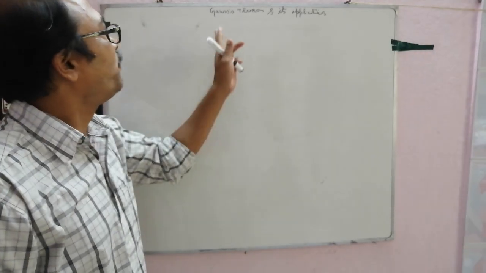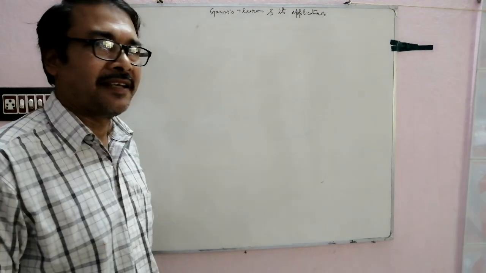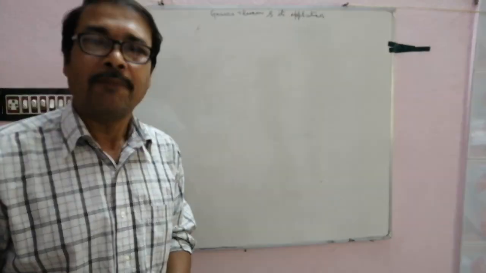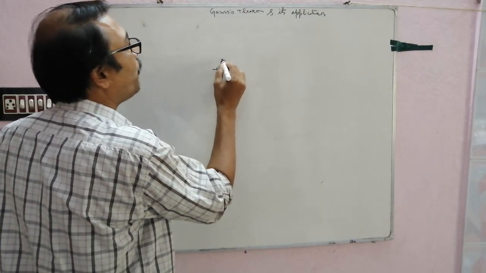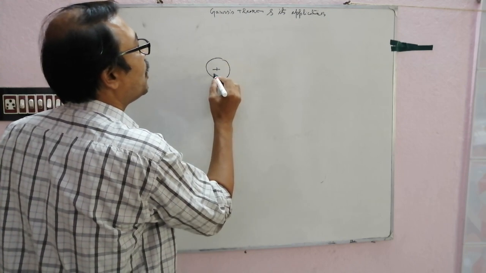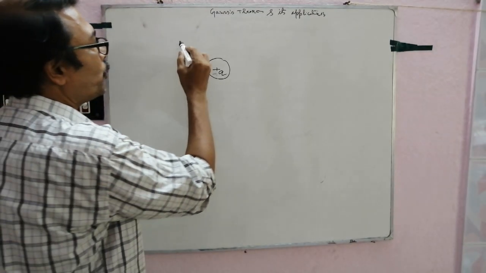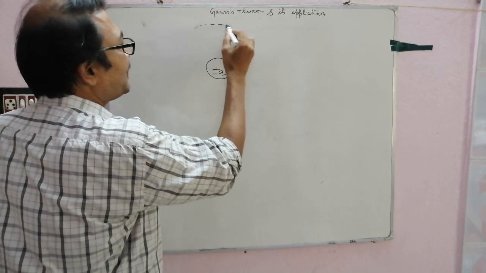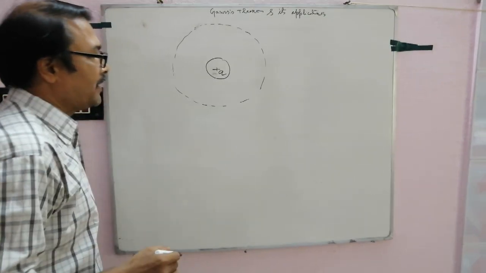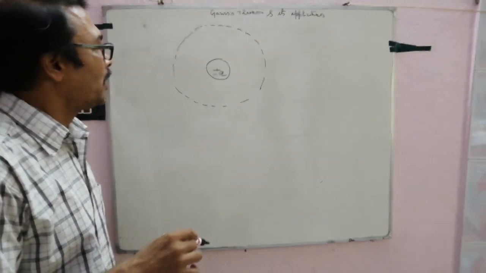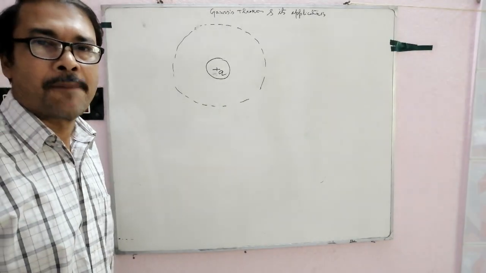But before discussing Gauss's theorem, we have to know the electric field lines and flux. So come to the point, what is electric field lines? This is a positive charge plus Q. It produces an electric field surrounding it. Practically the field extends up to a few centimeters, but mathematically it is extended up to infinity.